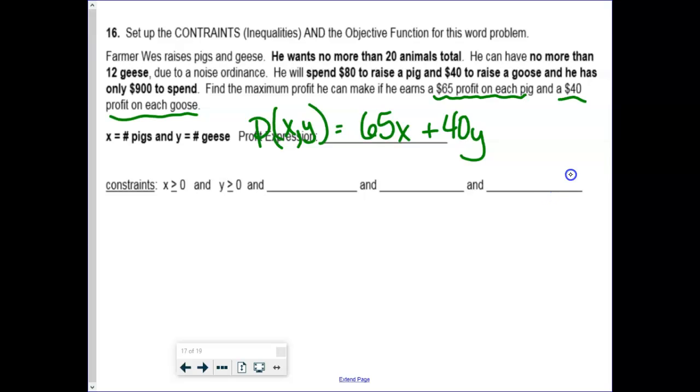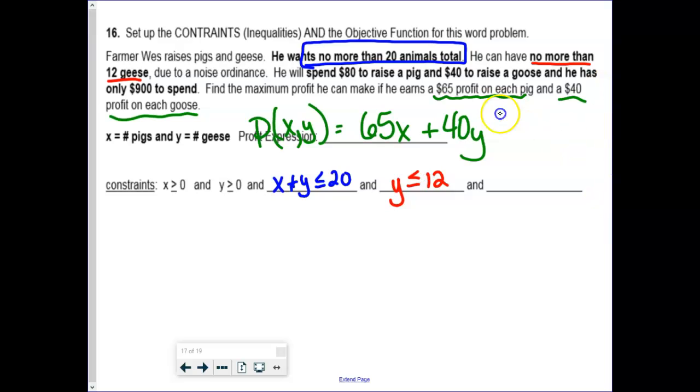Oh, you gotta be difficult, huh? So the two obvious constraints, I went ahead and just told you. You can't have negative pigs and geese. That's weird. But there's some other constraints in here. He wants no more than 20 animals. So that right there, that's a constraint. If you add up his number of pigs and geese, it's got to be less than or equal to 20. So x plus y has to be less than or equal to 20. There's another constraint right after that that says he can have no more than 12 geese due to a noise ordinance. So his number of geese, which is y, can't be above 12, so y is less than or equal to 12.